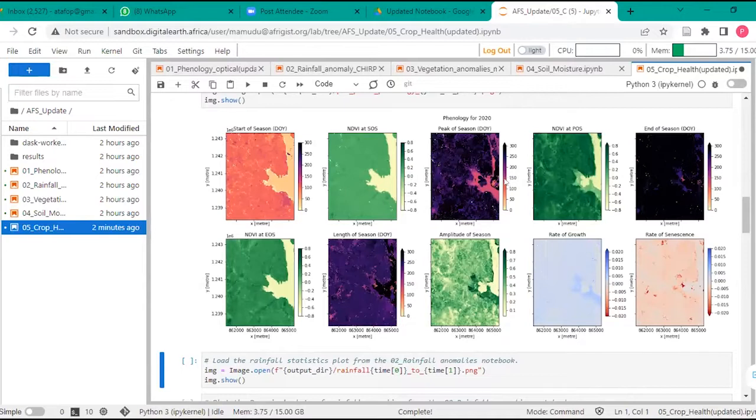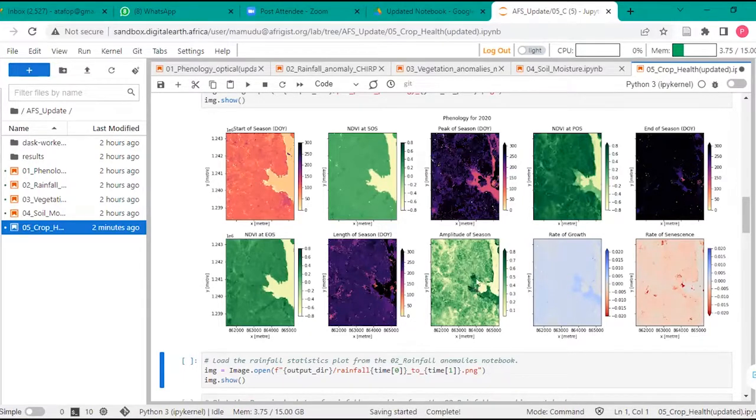We can see the day of the year of the peak of season. The peak of season is, in most cases, around 250, between 200 and 250. The NDVI value at the peak of season. The end of season day, mostly around 300. And then the NDVI value at the end of season, which is mostly between 0.2 and 0.0. And of course, we have the length of season. Most of the area had a season length of between 200 and 250 days.